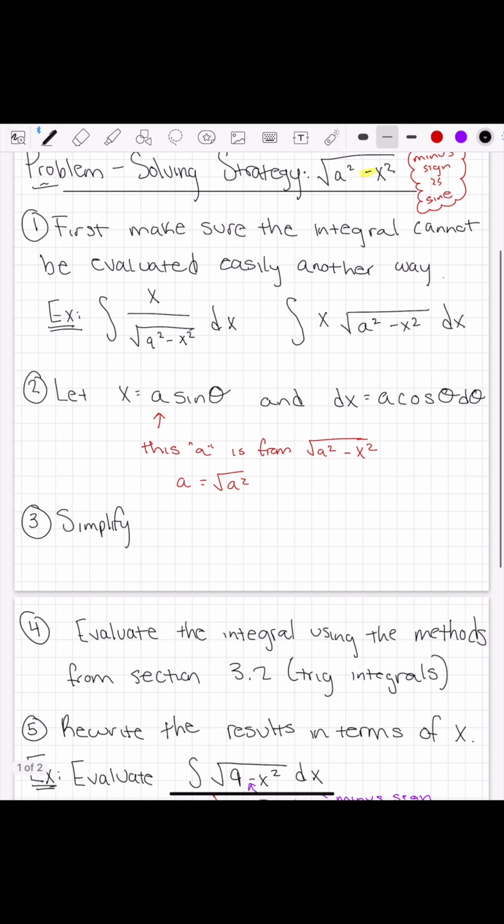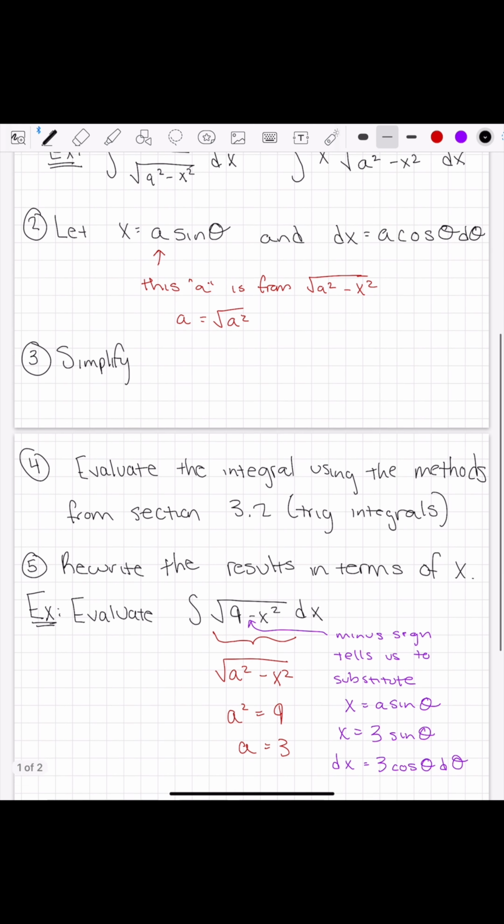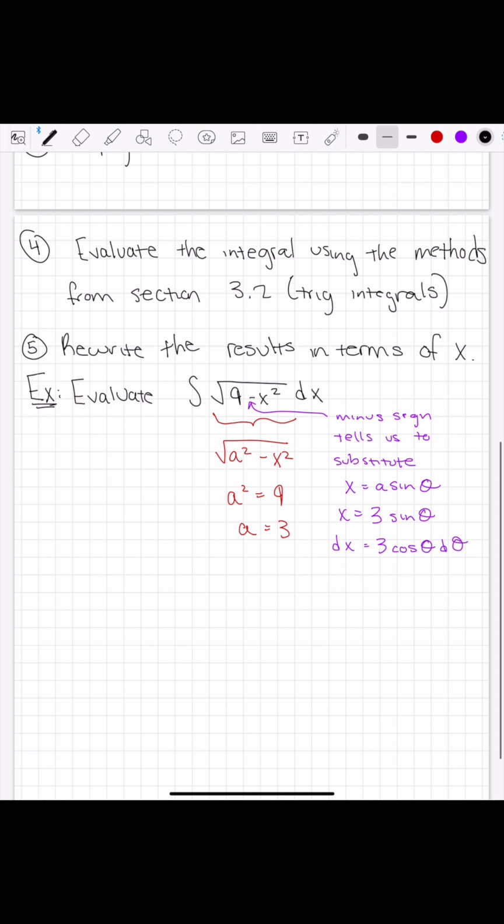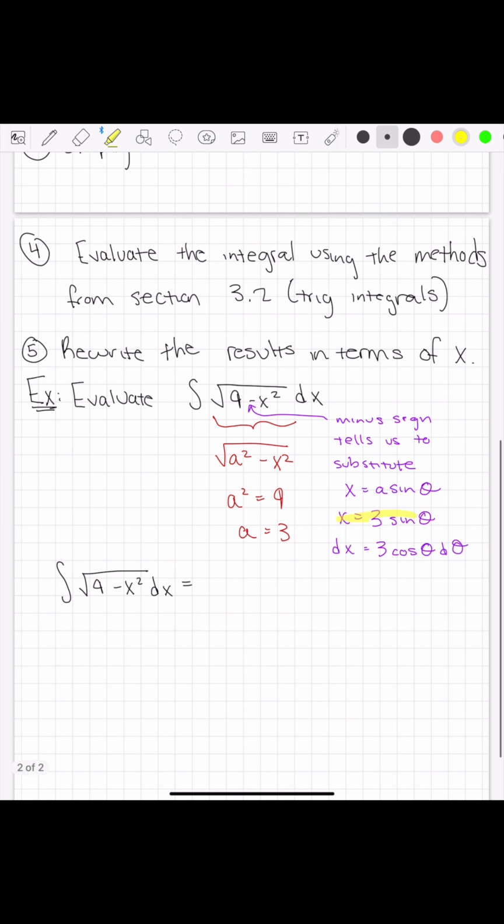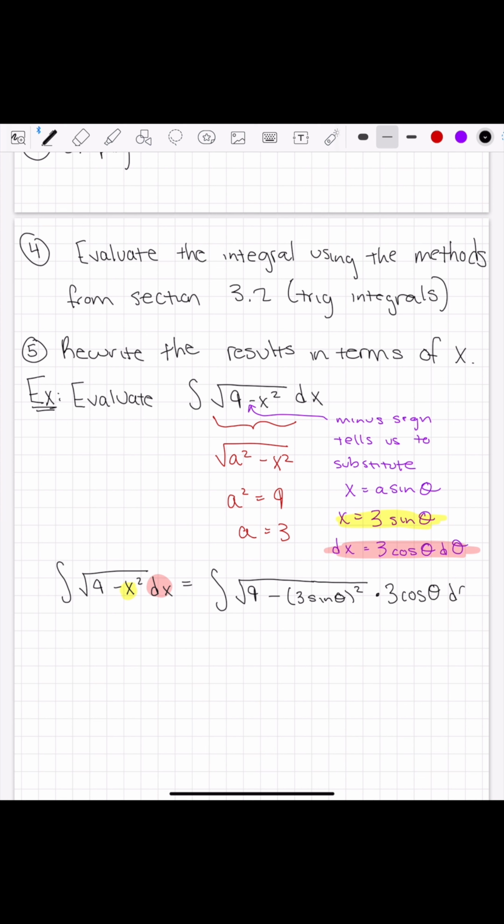So we did number 1, right? And we did number 2. And now we need to plug those things in and simplify. So the integral that we're starting with is the square root of 9 minus x squared dx. So I'm going to take my x and plug it in here. So this is going to become the integral of the square root of 9 minus (3 sine theta) all squared. And then dx, we said, was 3 cosine theta, so I'm going to plug that in outside of the square root. So that's 3 cosine theta d theta.